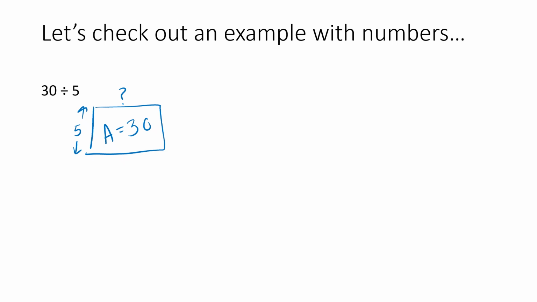Now, I know that most of you probably look at this and say, yeah, I know 30 divided by 5 is 6, but we want to get it on that model. The 30 represents the area, the 5 represents one of the dimensions of the rectangle, and we're looking for the other dimension. Now, we know that the other dimension would be 6 because 6 times 5 would give us the 30, which would be the area of the rectangle.